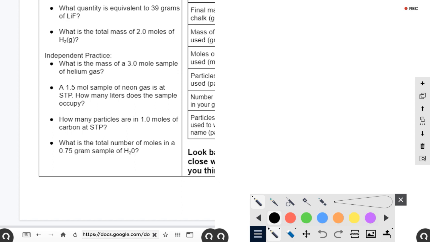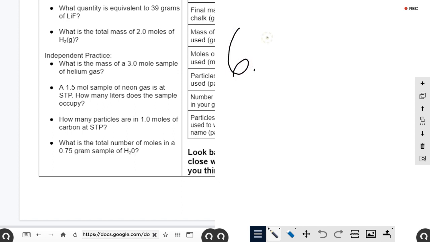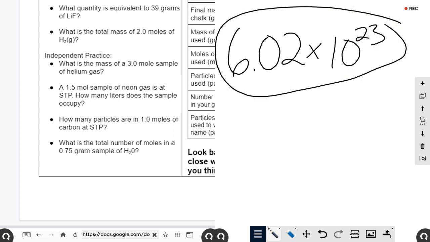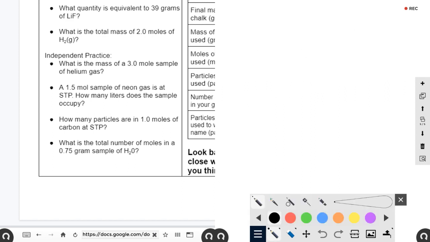How many particles are in 1.0 moles of carbon at STP? Oh, easy peasy. 6.02 times 10 to the 23rd. Bam. That's how many particles are in any mole. I don't care that it's carbon, it's 1 mole. So that's easy. Okay, let's see the next one.